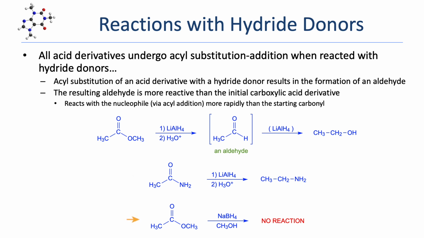In the third example, an ester is treated with sodium borohydride. Remember that sodium borohydride is a much weaker source of hydride than is lithium aluminum hydride. Most carboxylic acid derivatives are simply too unreactive to undergo a reduction with sodium borohydride. In general, it's best to use lithium aluminum hydride when reducing acid derivatives and sodium borohydride when reducing aldehydes and ketones.